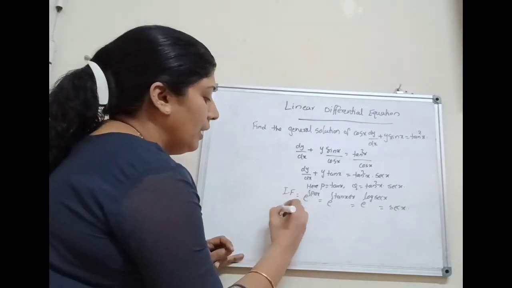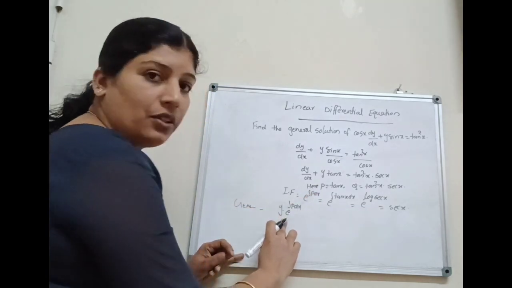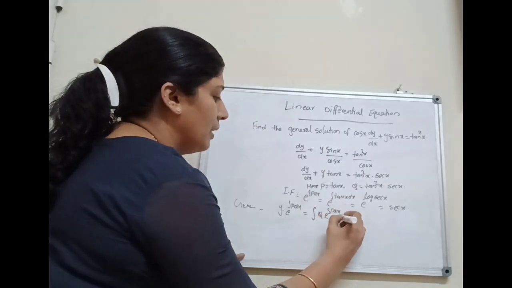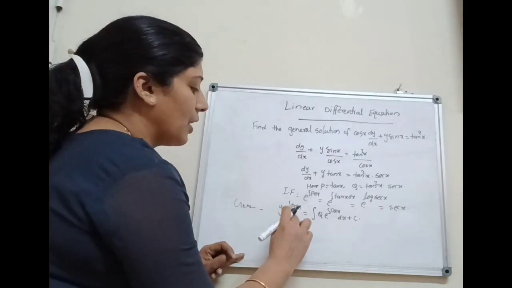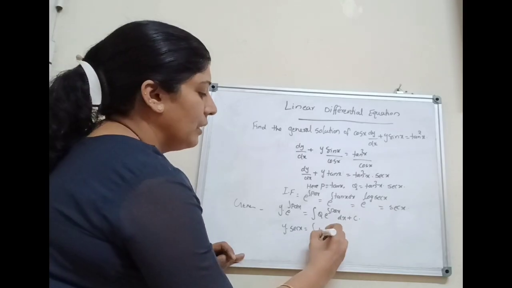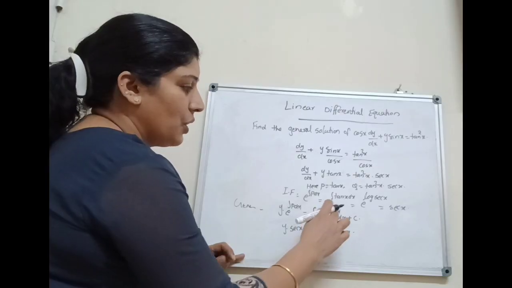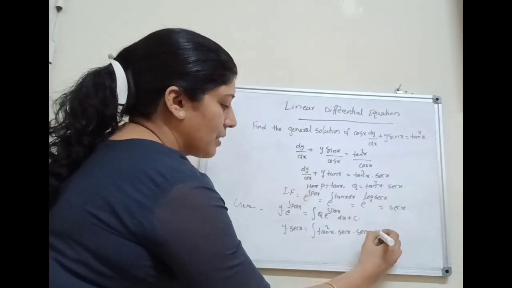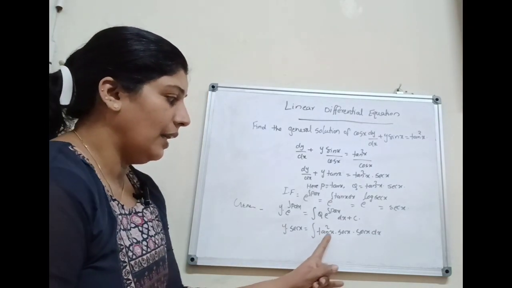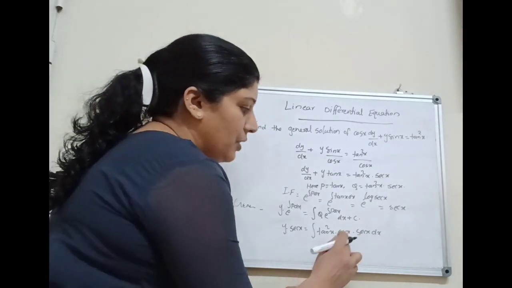The general solution is y into e raised to integral p dx equal to integral q e raised to integral p dx dx plus c. Now here e raised to integral p dx is sec x, so y into sec x equals integral of q, which is tan square x into sec x, into e raised to integral p dx, sec x, dx. Therefore integral tan square x into sec x into sec x is sec square x dx.